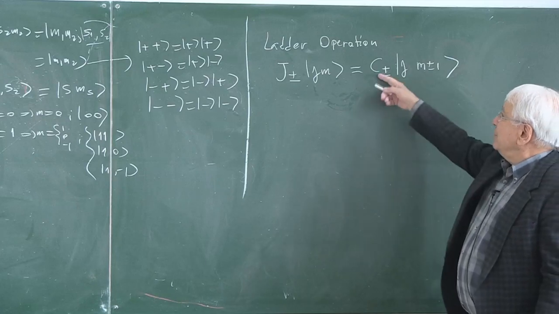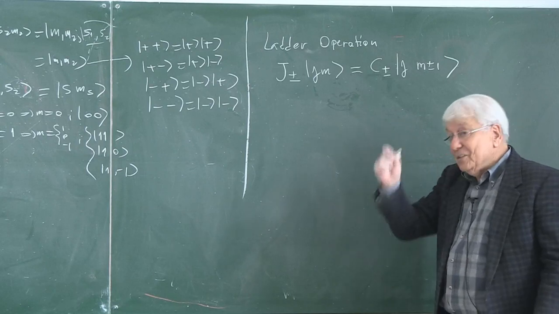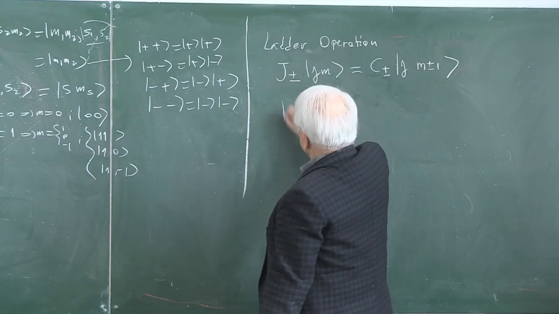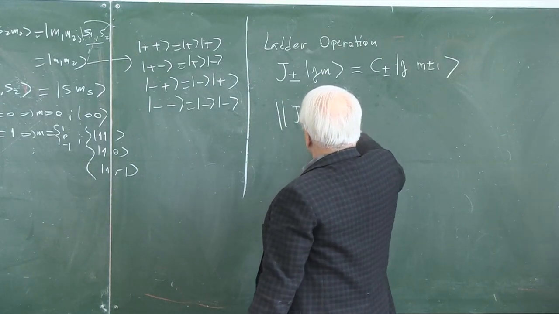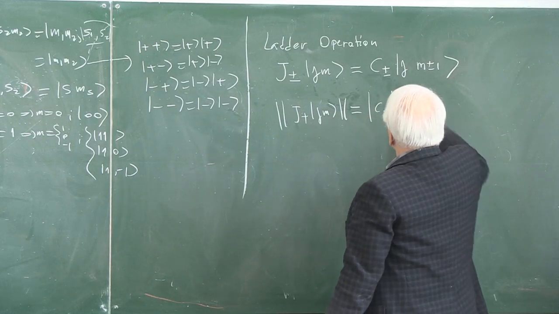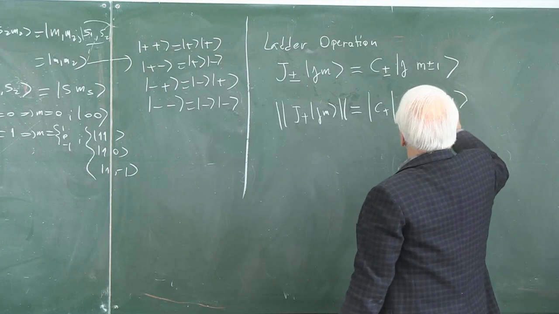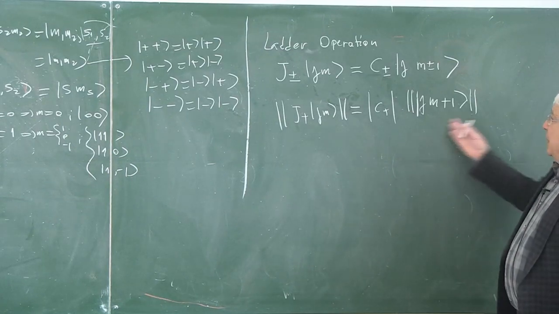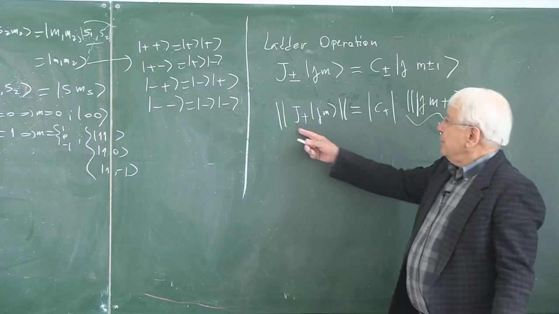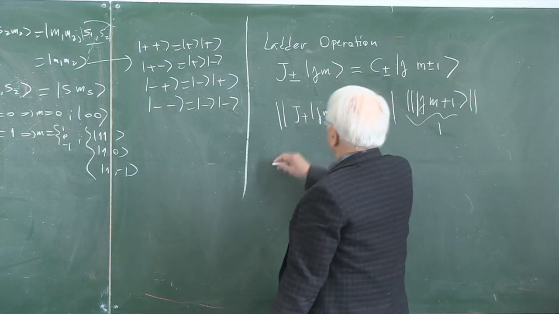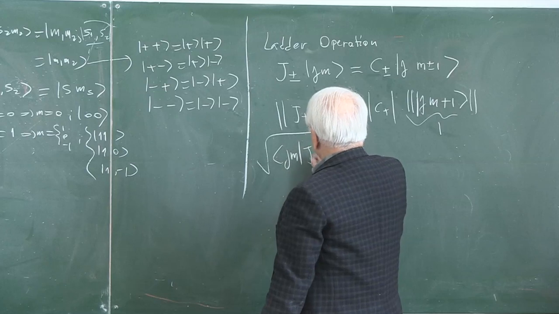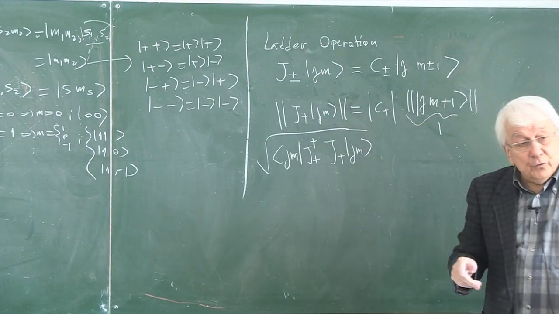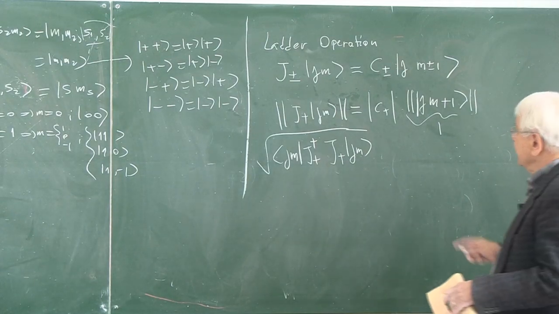So let me determine the same C plus, and I will repeat the computation by putting these little corrections on the same line. So how do I compute the C plus? I take the norm of this, that is J plus |JM>, which is C plus |J, M plus 1>. That's the vector, right? And these are normalized. So this one is 1, and this one is the square root of the following: <JM| J plus dagger J plus |JM>. That's the definition of the length of a vector. You take the length squared and take the square root to get the length. C plus.